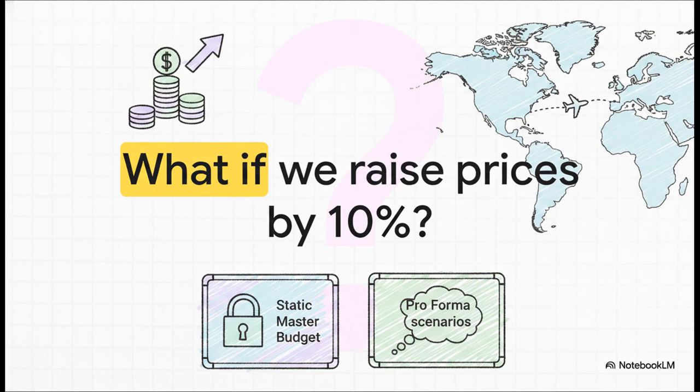Pro forma literally translates to "as if." And these are strictly what-if scenarios. Like, what if we raise prices by 10%? Or, what if we expand into Europe? Pro forma statements let executives model all these potential changes internally without ever altering the official static master budget.